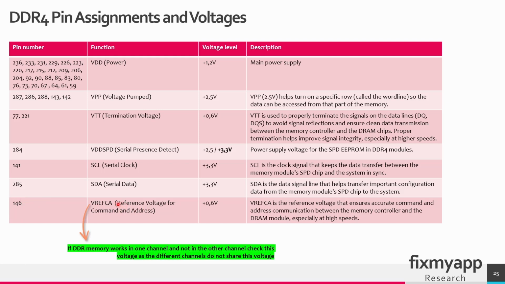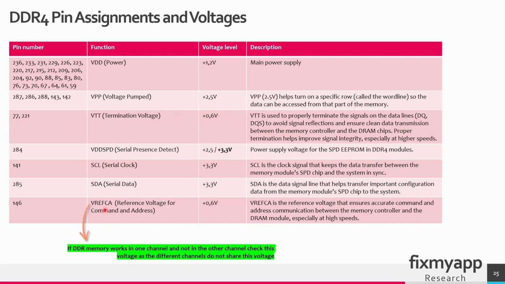So the VREF-CA stands for reference voltage for command and address. It's a specific reference voltage used for signaling the command and address lines in the memory system. VREF-CA is typically set to half of the VDD power, so 1.2 volt divided by 2 is 0.6 volt. So it's the same principle as the VTT termination voltage, also at 0.6 volt.